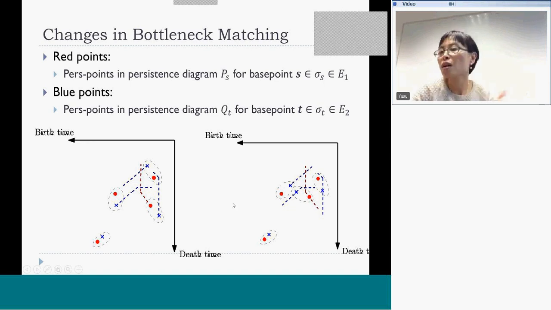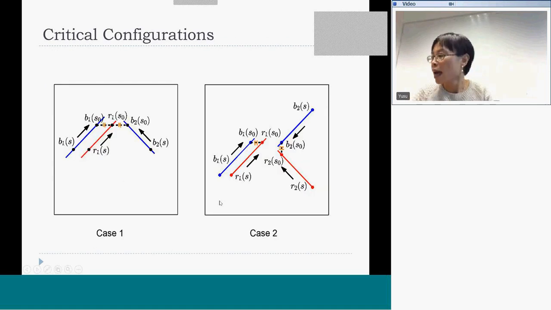Before such a critical configuration happens, the bottleneck matching doesn't change. And if this optimal correspondence doesn't change, then we can describe what happens to the bottleneck distance. We just need to figure out when these critical configurations happen and how often they would happen. And again, it's not too hard to figure out what these critical configurations are.